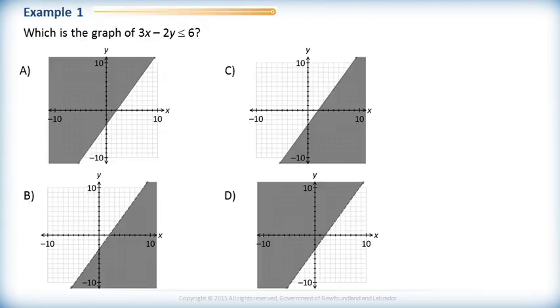Example 1. Which is the graph of 3x minus 2y less than or equal to 6? If we look at all these graphs very carefully, they have exactly the same boundary. Two are dashed, two are not. Looking back at the inequality, we have an equal sign. That means we must have a solid boundary. So we can right away eliminate options B and D. So it's down to either A or C.